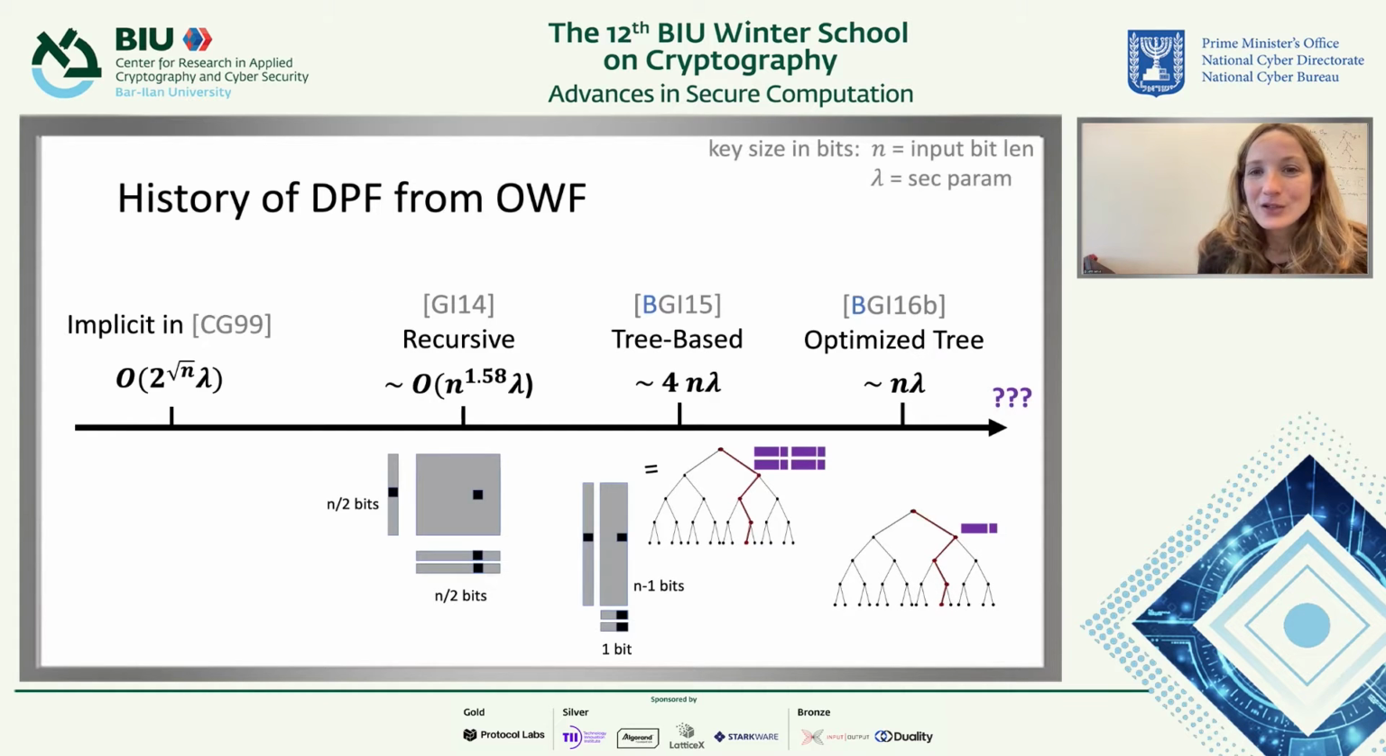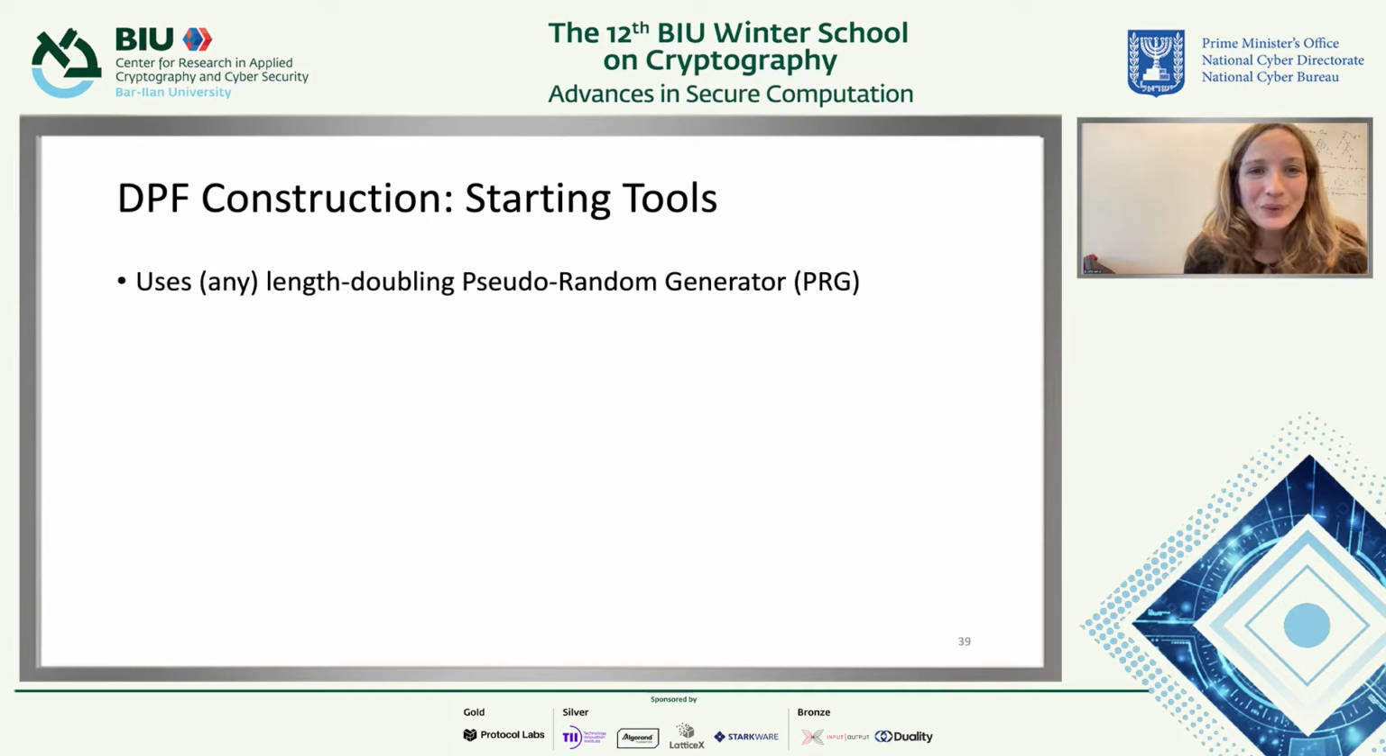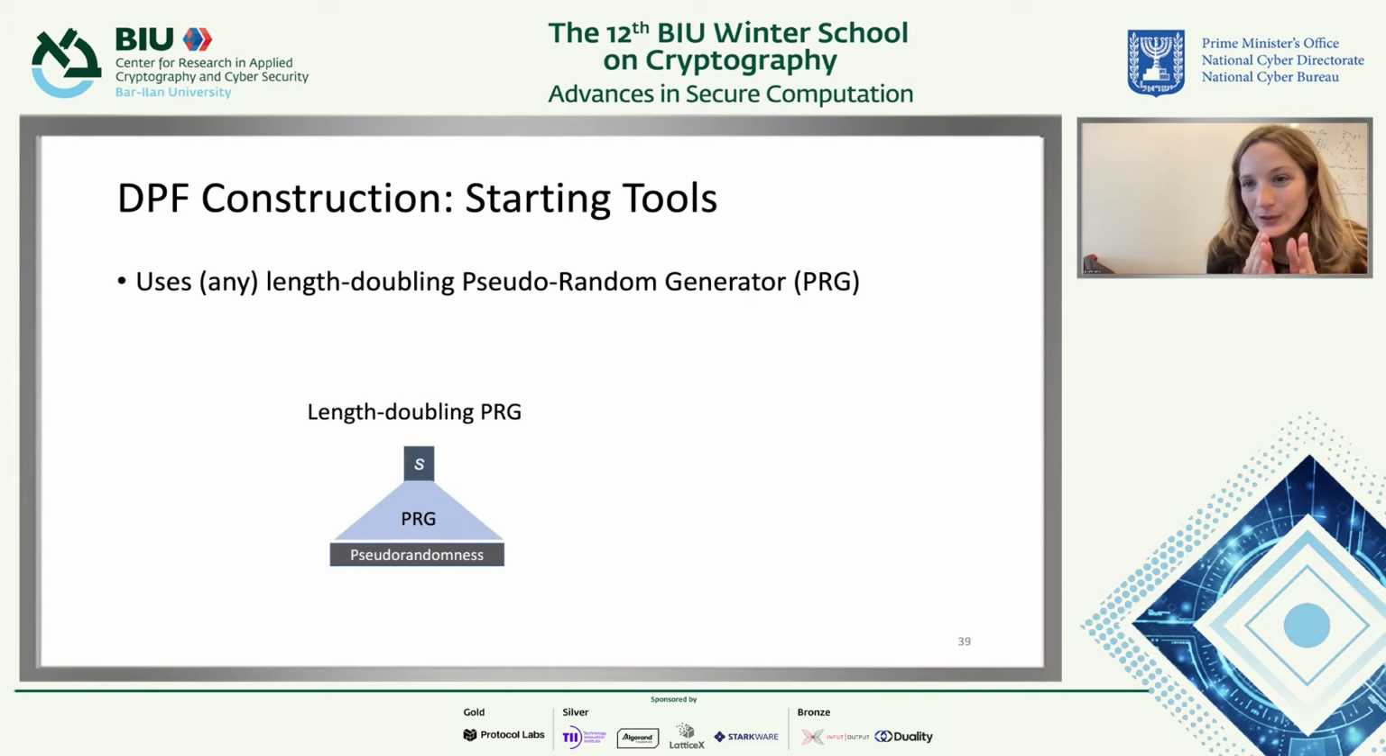Now I'll be describing the construction from BGI 16b. Okay, and the tools that we have at our hand is going to be a pseudorandom generator. So this is a cryptographic tool. It takes a seed of say, security parameter many bits and outputs something that looks random. It'll be much longer. And I'm going to consider something that's roughly length doubling. Actually, it's going to be a little bit more than that.